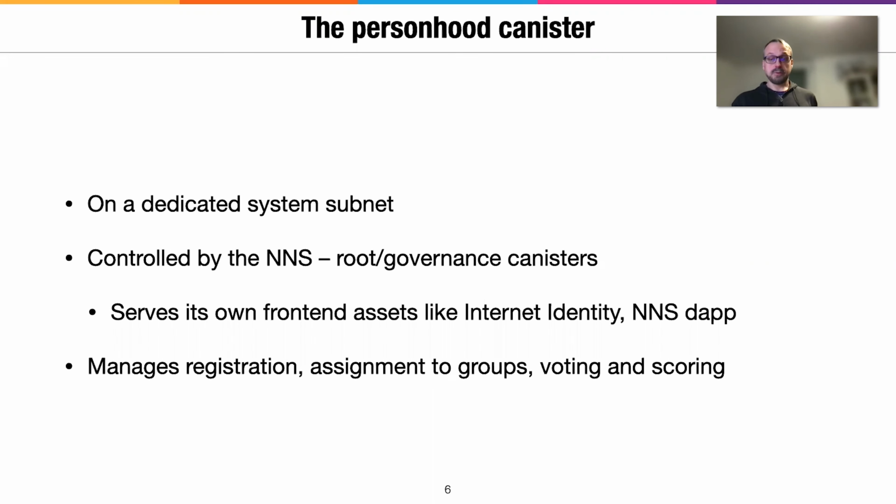It is controlled by the Network Nervous System. So it will be installed and upgraded through the same type of proposal that you see when we propose upgrades to Internet Identity or to the NNS dApp. So those will look very much the same. We are also using deterministic or reproducible builds in a very similar way there. And as I said, it manages the entire meta flow. It manages the parties themselves, the registration, the joining, and the voting, and then the tallying of that phase.